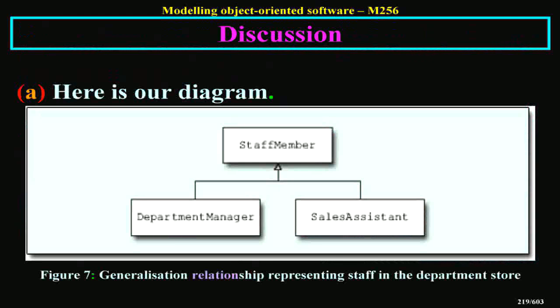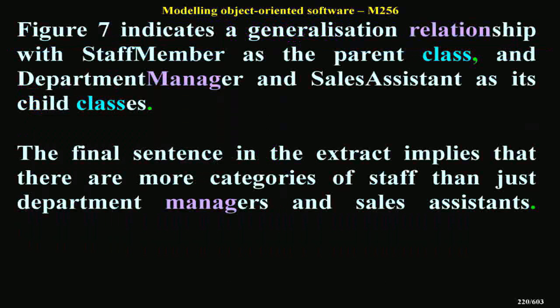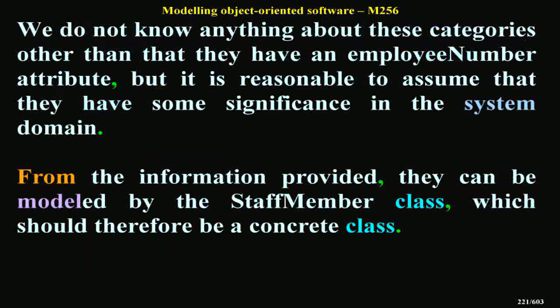Discussion. Here is our diagram. Figure 7: generalization relationship representing staff in the department store. Figure 7 indicates a generalization relationship with staff member as the parent class, and department manager and sales assistant as its child classes. The final sentence in the extract implies that there are more categories of staff than just department managers and sales assistants. We do not know anything about these categories other than that they have an employee number attribute, but it is reasonable to assume that they have some significance in the system domain.